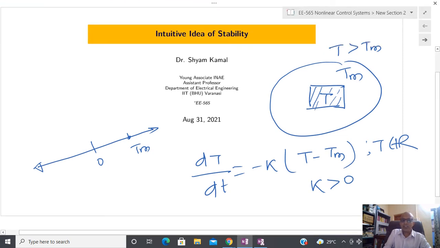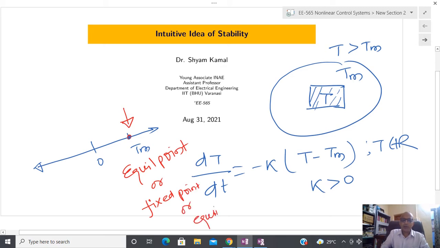In this whole state space, I have only this single point which has a certain property: if you start from this point, since the rate of change is 0, you are going to remain here if there is no disturbance or any kind of external perturbation. We have defined this point as an equilibrium point. If you check other literature, people say fixed point or equilibrium point. In this lecture, I am going to assume everything has the same meaning.